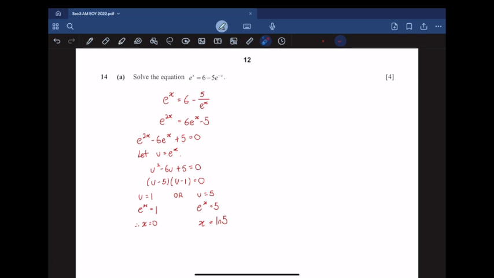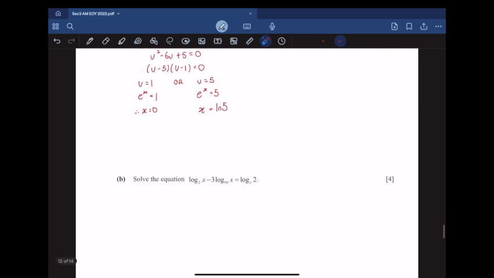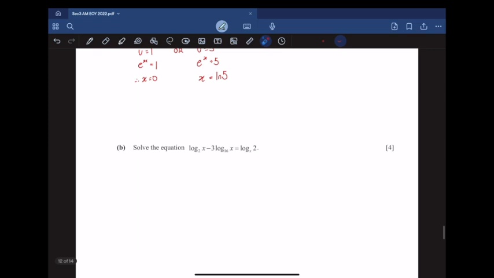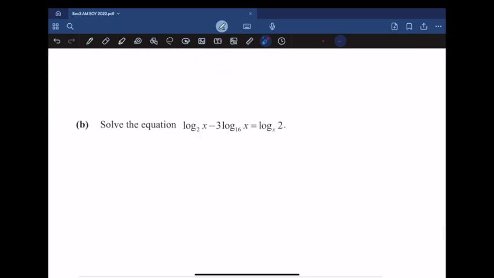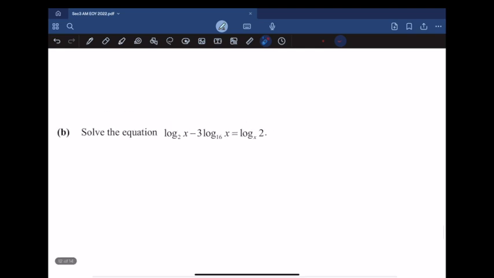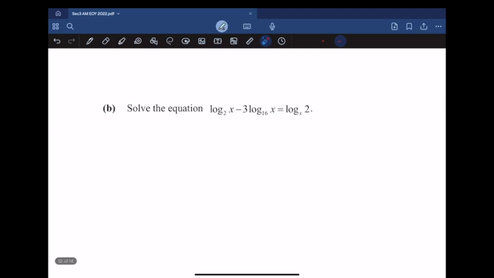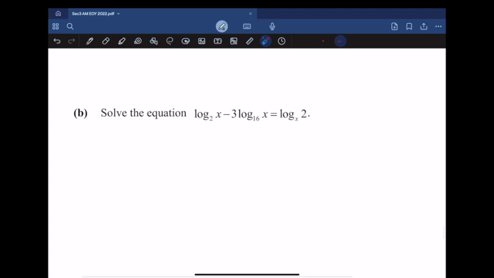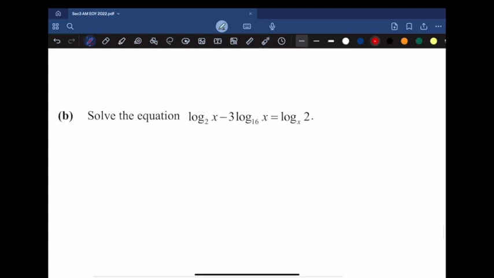Okay, so now let's look at question 14 part B. Solve this equation. I have 3 different bases for this equation: log base 2, log base 16, and log base x. One very simple way is to simply make them all the same base. So I think an easier way is that usually we want to make the base a number, and the easiest number we can use is simply base 2. So let's change the base.